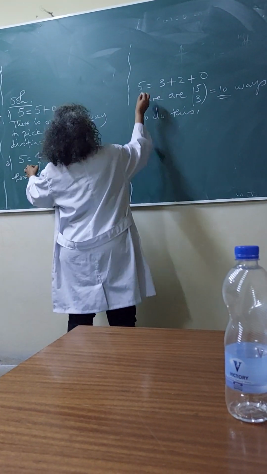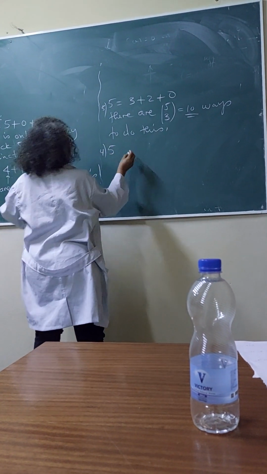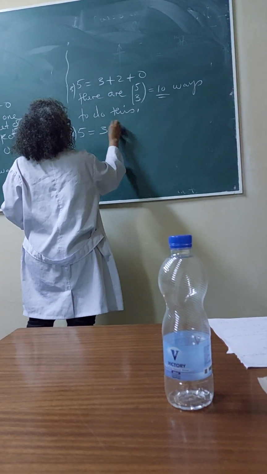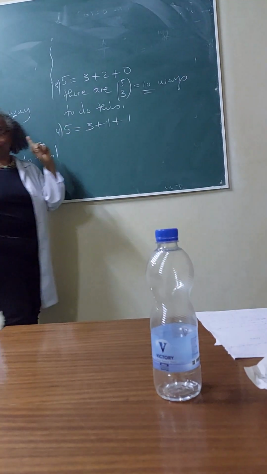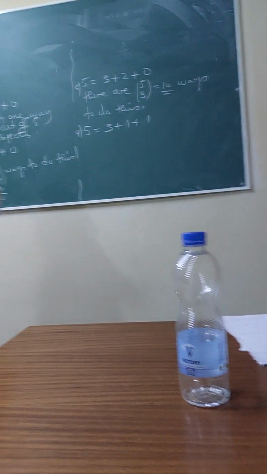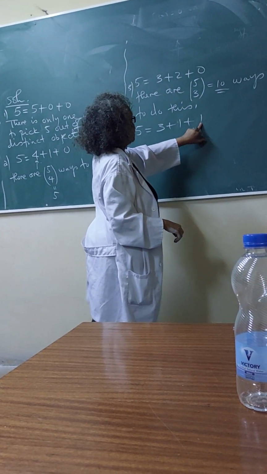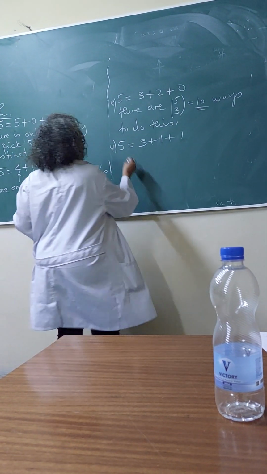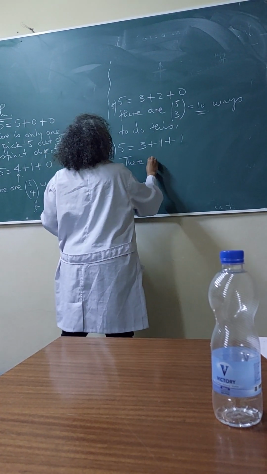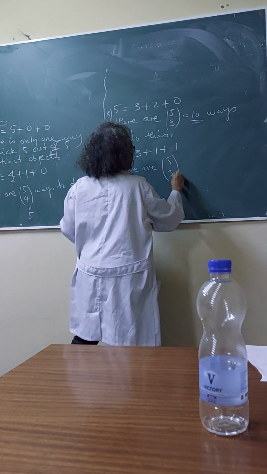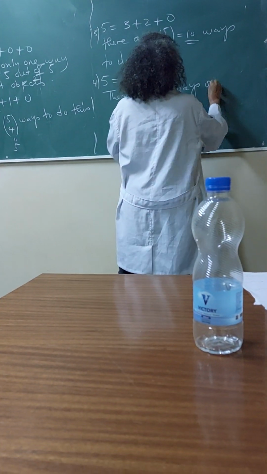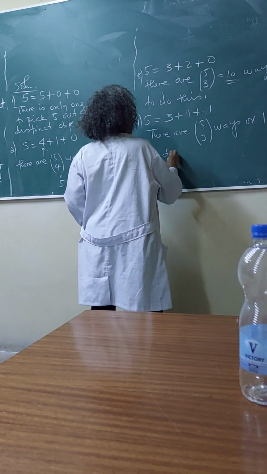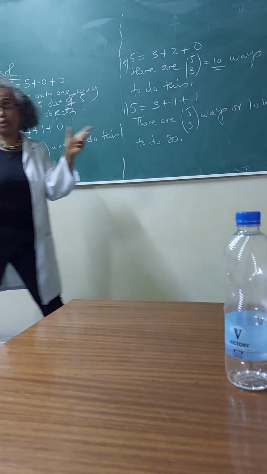And the fourth one, 5 can also be given as a sum of 3 plus 1 plus 1. Now each box has some objects. 2 of the boxes have 1 and 1 box has 3. So here there are, let's say, 5 choose 3 ways, or 10 ways, to do the job. So we have 10 ways to do.